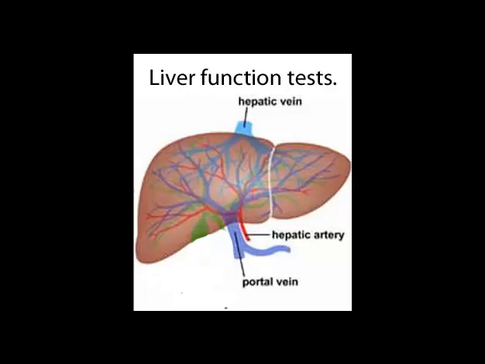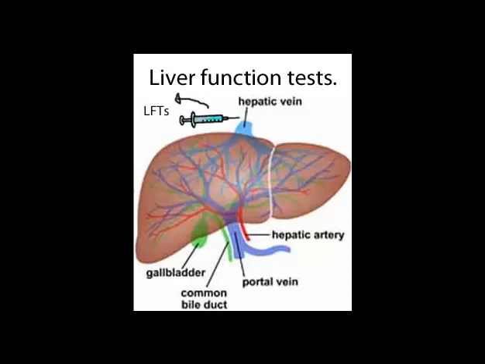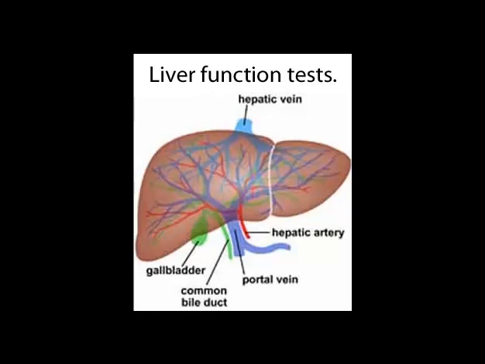In addition, there is bile flowing in the opposite direction into the gallbladder, where it's stored for secretion into the gut. Liver function tests are taken from a blood sample which comes from the systemic circulation. So they measure anything which gets secreted into the hepatic vein.